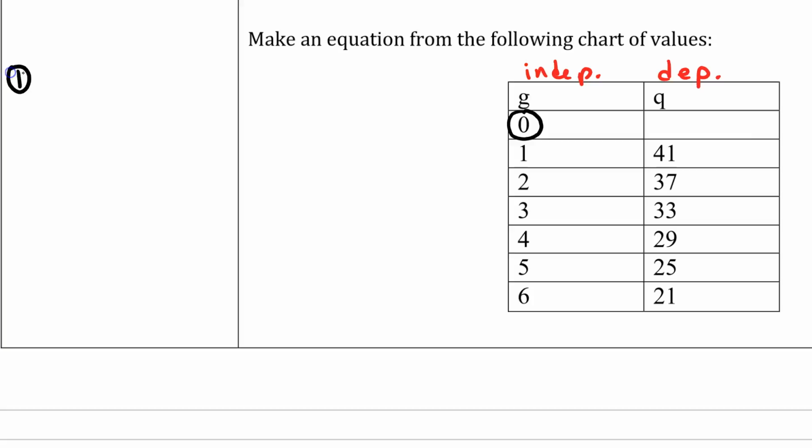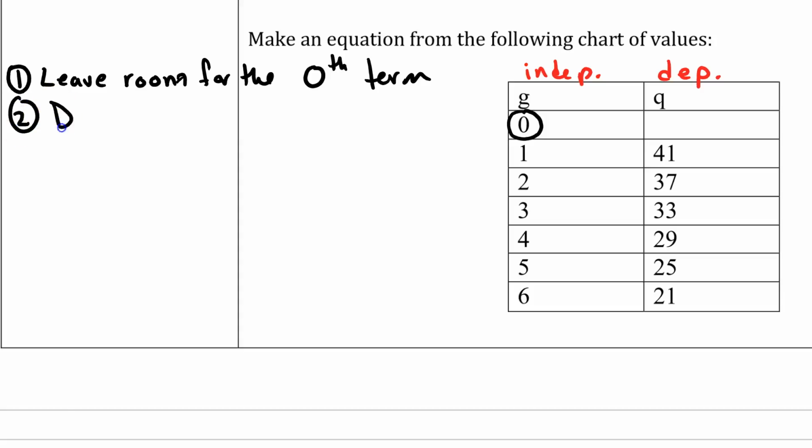Step number 1, we want to leave room for the zeroth term. Sometimes on tests I will leave a gap there to prompt you to do that, but I won't always do that. Leave room for the zeroth term, and the zeroth term we can also just call the constant. Step 2: determine the pattern.